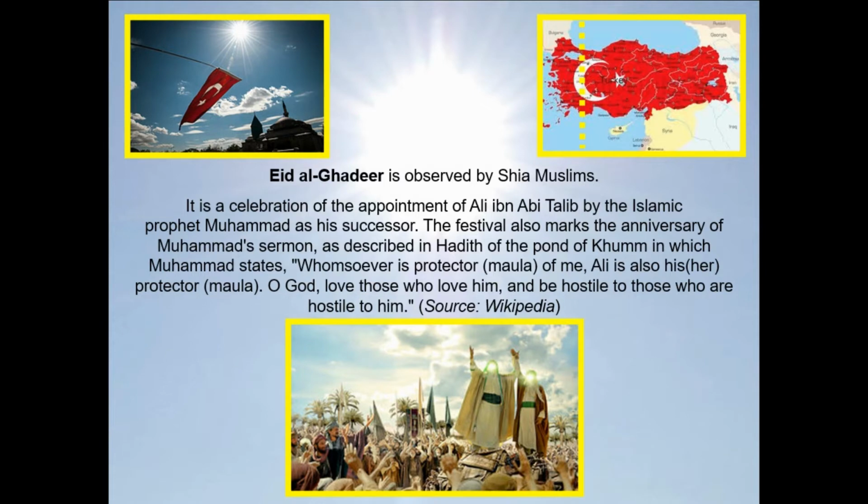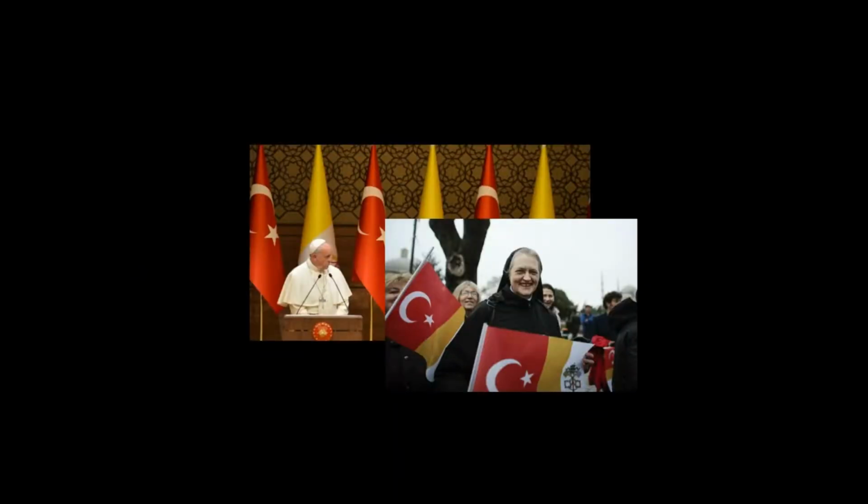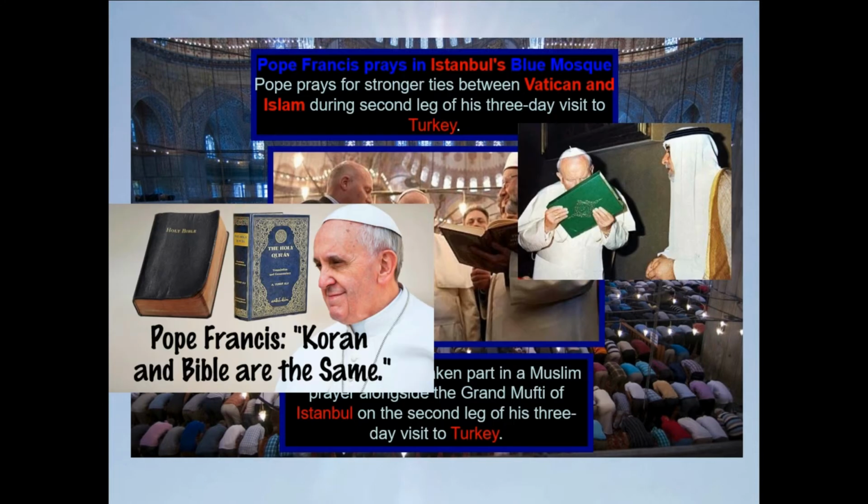Why is that important? Because I think that's going to be your Antichrist. Okay, the red dragon, Revelation 12. Turkey's red. Okay, they have a red flag, etc. Okay, I can get into that, and they're hooking up with the Pope and so on. And the Pope thinks the Quran and the Bible are the same. Okay, whatever. And he's kissing the Quran. There's the Pope blessing the Quran.